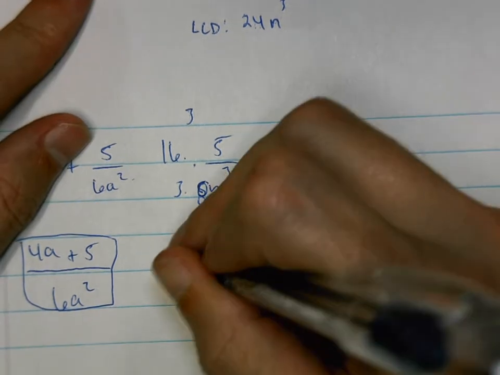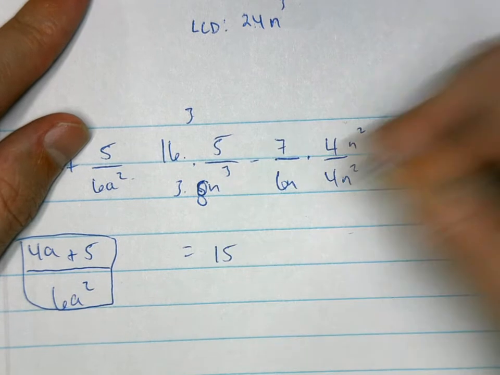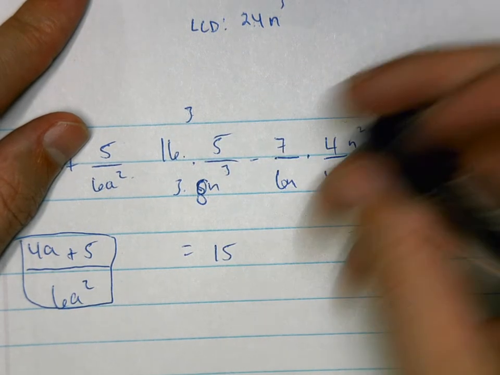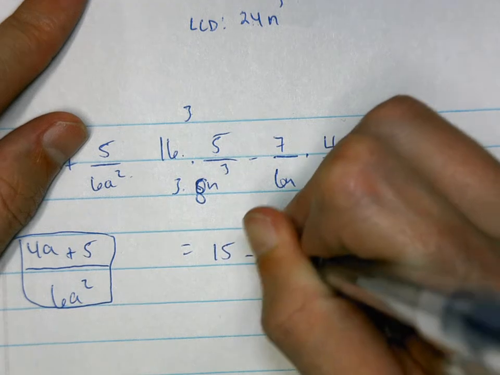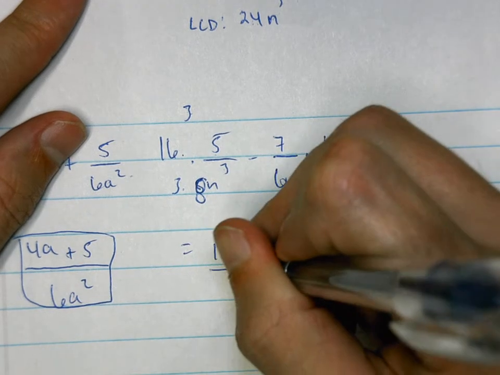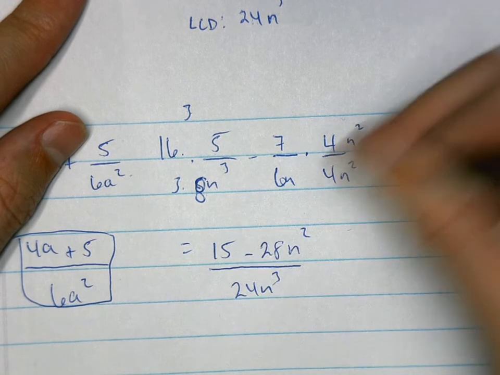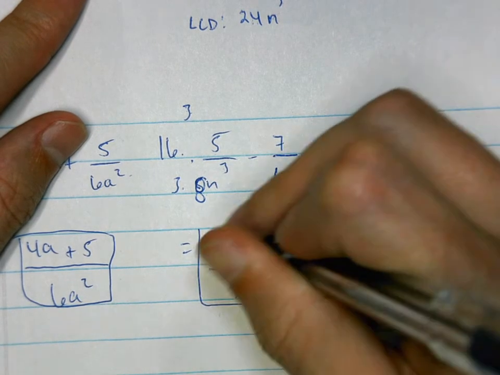So 3 times 5 is 15. Negative 7 times 4n squared is negative 28n squared. All over 24n cubed. That can't be factored.